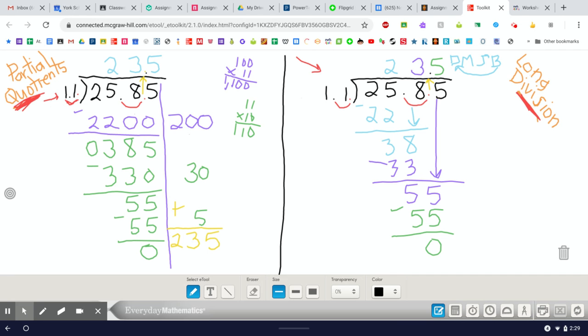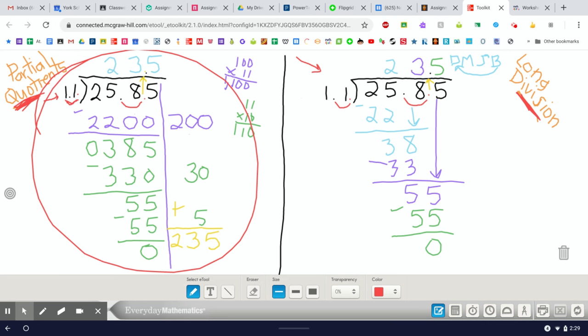That's long division. But again, I'm not teaching you long division. I'm just going over what Rob showed you in case it does make sense to you. This right over here, folks, is what we've been doing, partial quotients. So stick with that, okay?